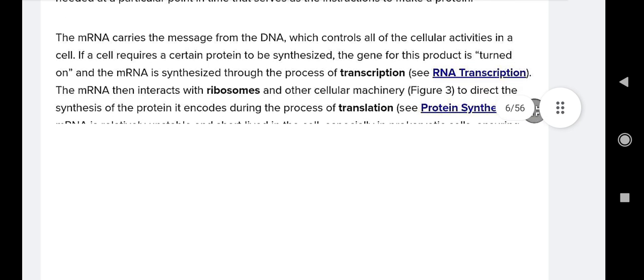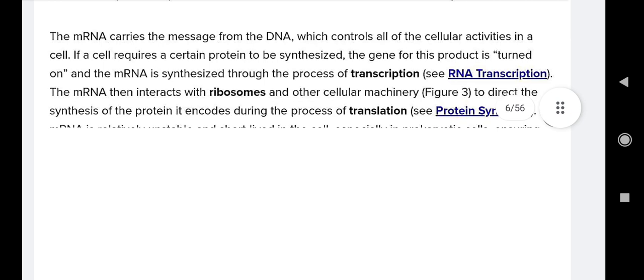So it is saying that the mRNA carries the message from the DNA, right? The information which is stored in the DNA is carried by the mRNA, because during transcription from the DNA the mRNA is prepared, and that mRNA carries that information and it controls all the cellular activities in a cell.